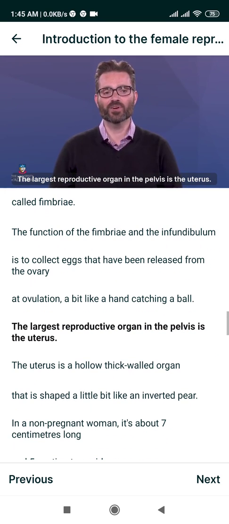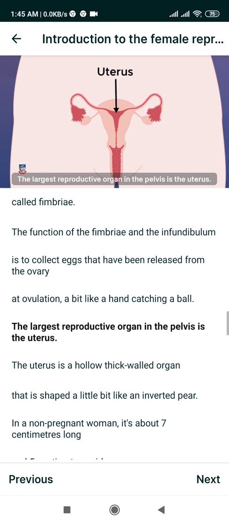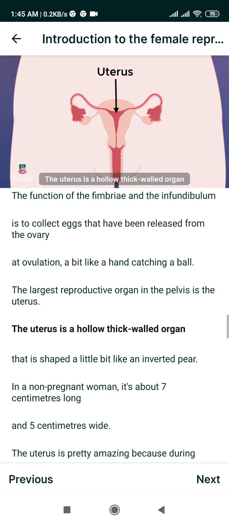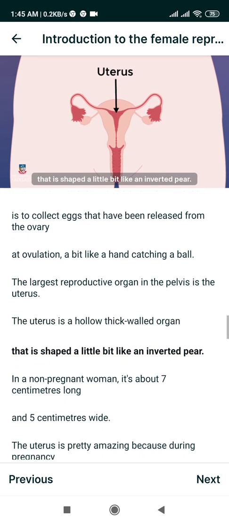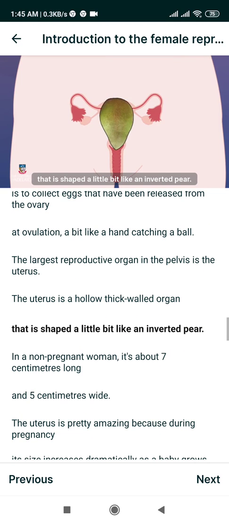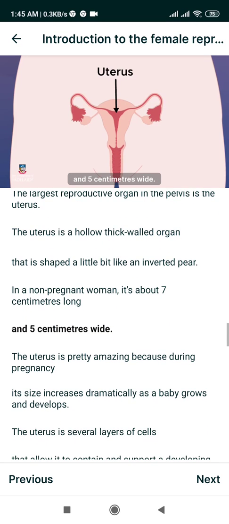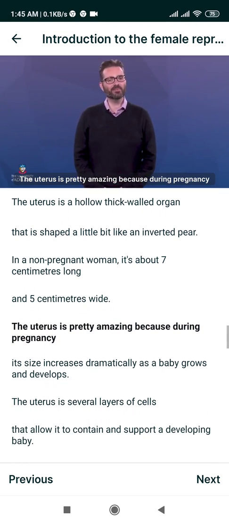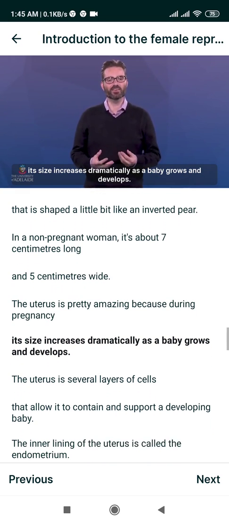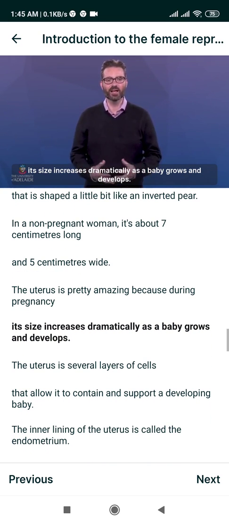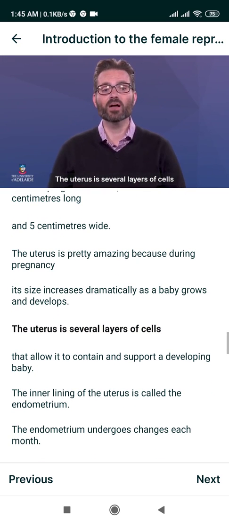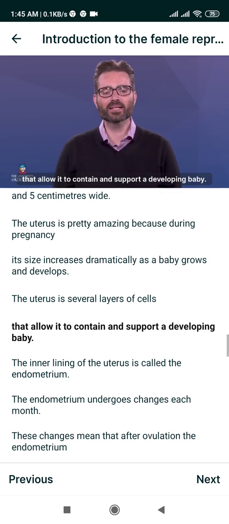The largest reproductive organ in the pelvis is the uterus. The uterus is a hollow, thick-walled organ that is shaped a little bit like an inverted pear. In a non-pregnant woman, it's about 7 centimetres long and 5 centimetres wide. The uterus is pretty amazing because during pregnancy its size increases dramatically as a baby grows and develops. The uterus has several layers of cells that allow it to contain and support a developing baby.